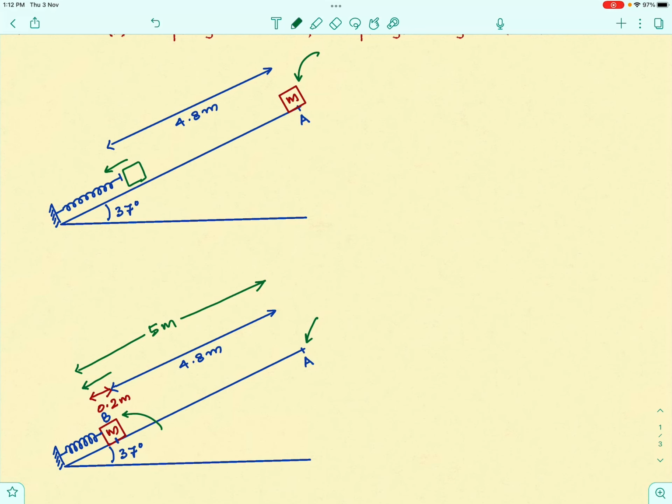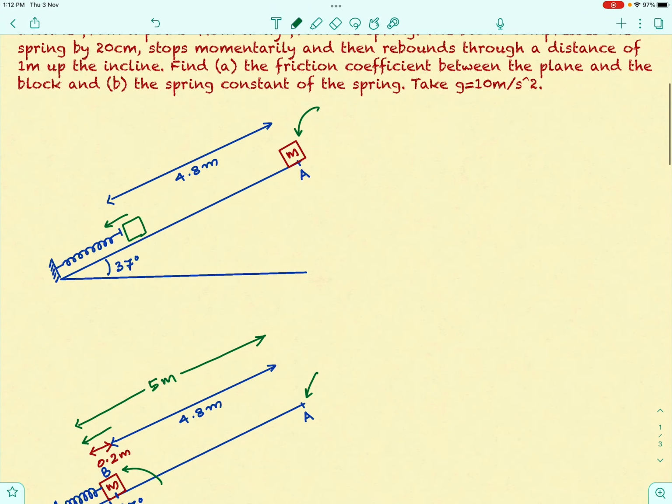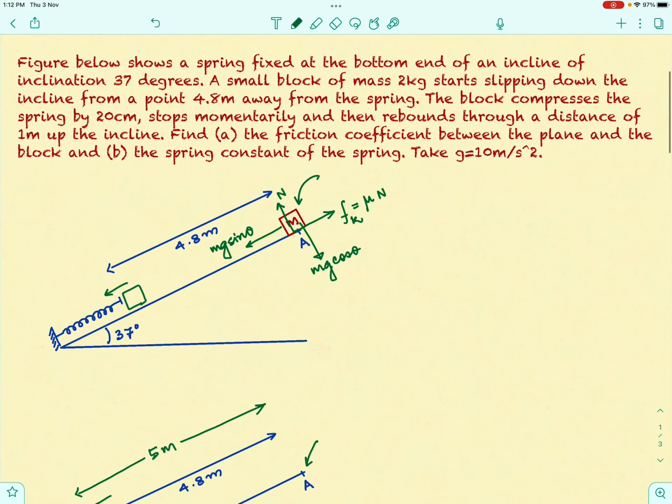So, we understand that there is a friction acting on the block, which, as the block moves down, will act in the backward direction. It will be kinetic in nature and will have a value of mu N, where N, the normal reaction of the block, will be nothing but the component of mg perpendicular to the incline, which we all know will be mg cos theta. It is the other component of mg, which is mg sin theta, which will take the block down the incline. So, these are the forces acting on the block in its downward journey.